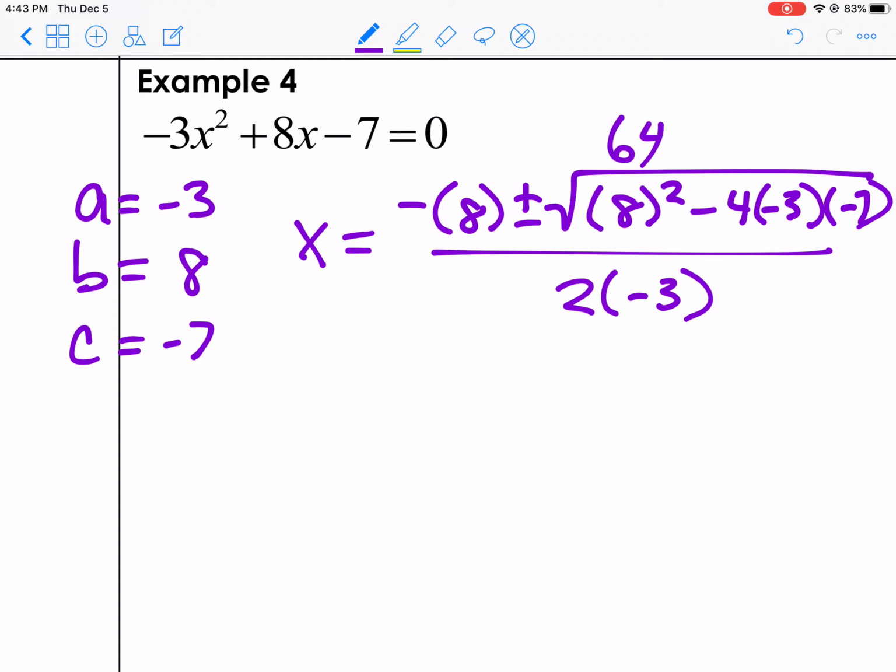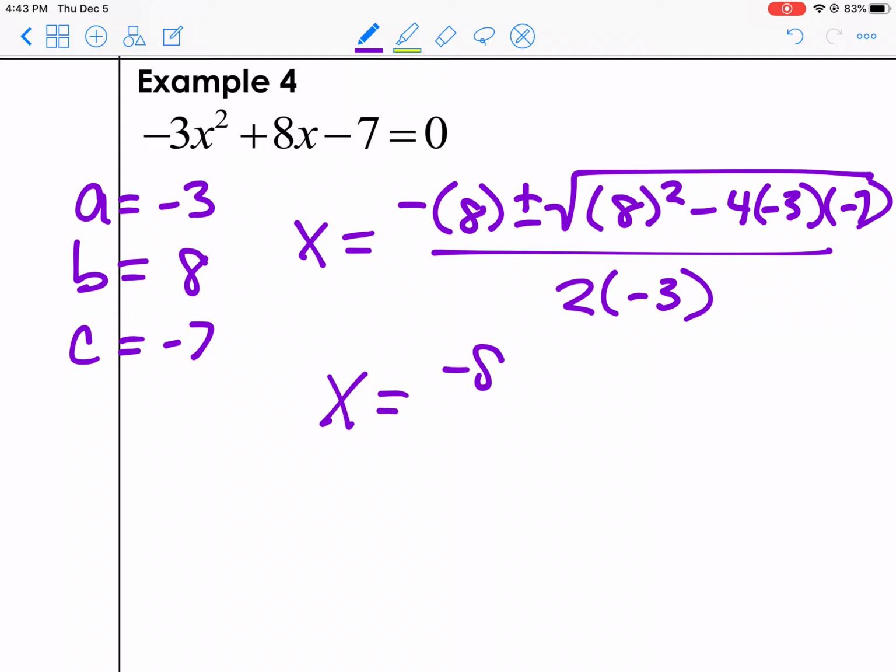-4 times 3, that's positive 12 times -7, that's -84. 64 minus 84, I think I'm going to get -20. I did. Okay. The reason why mental math is good is because we can also make mistakes with our calculator, so you want to maybe check both of them.